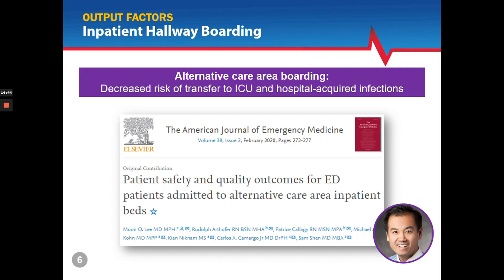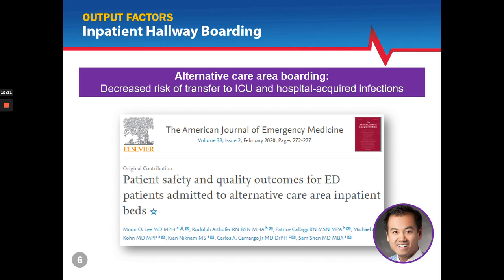When you hear about inpatient hallway boarding, you might have a couple questions about the whole idea. First, is it safe? And then second, how do you actually execute a program like this successfully? There are a couple studies, and this is one of them, that reports on people's actual experience with safety when it comes to implementing these inpatient hallway boarding programs. This is a study that came out of Stanford where they implemented boarding in what they call alternative care areas, which includes inpatient hallways.